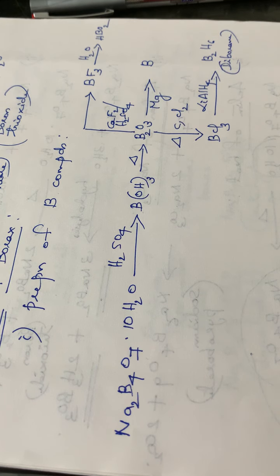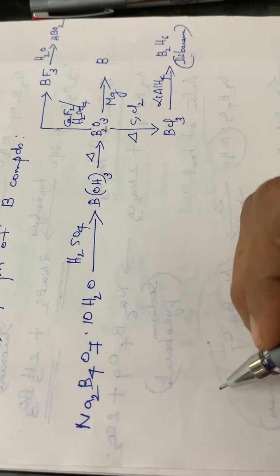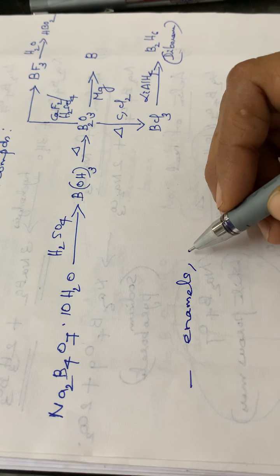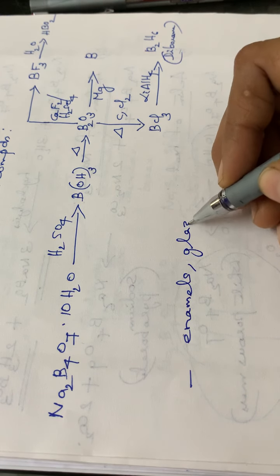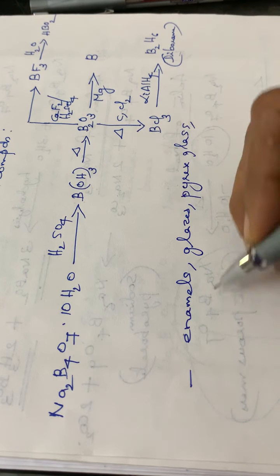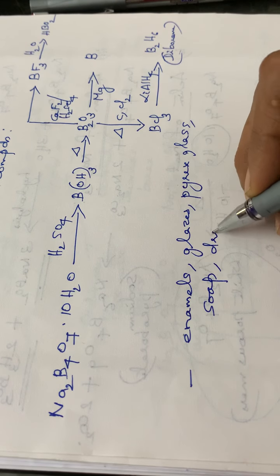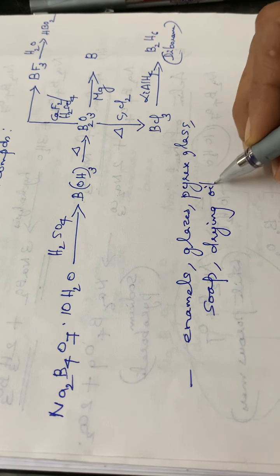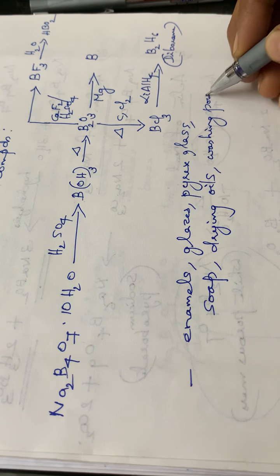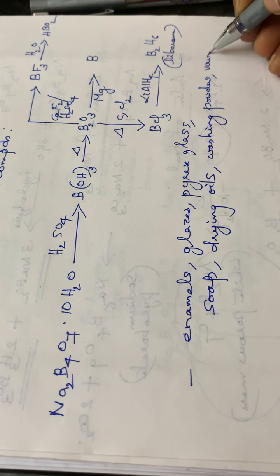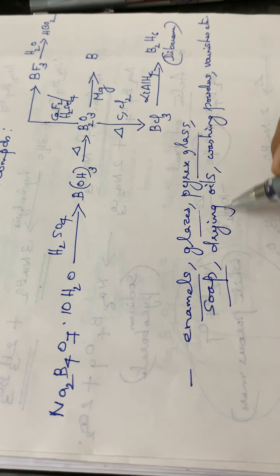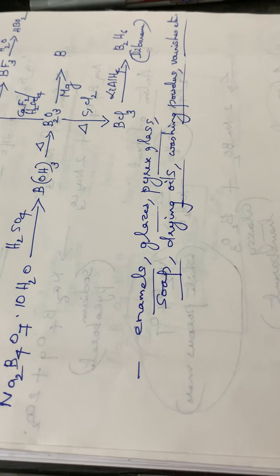Then the second use of this borax is, it is used in the manufacture of enamels, then glazes, then Pyrex glass, then soap, drying oils, washing powders, varnishes, etc.